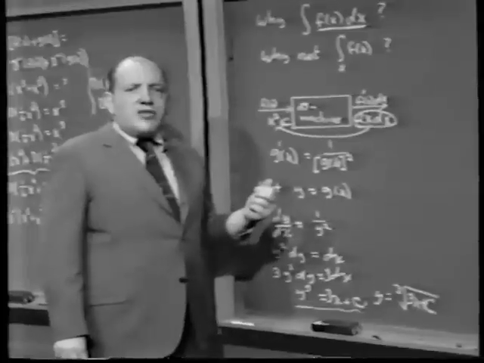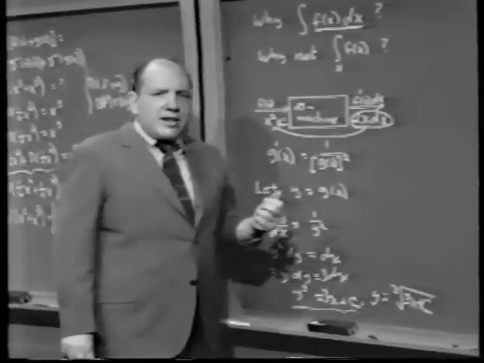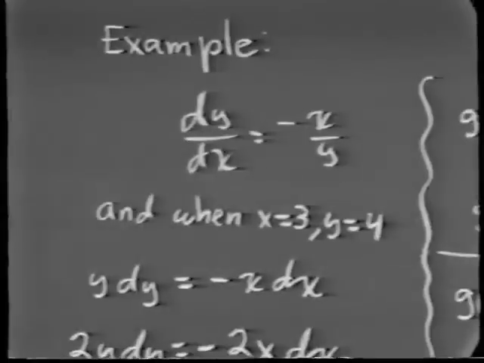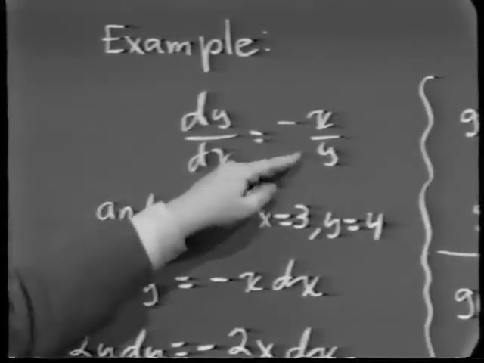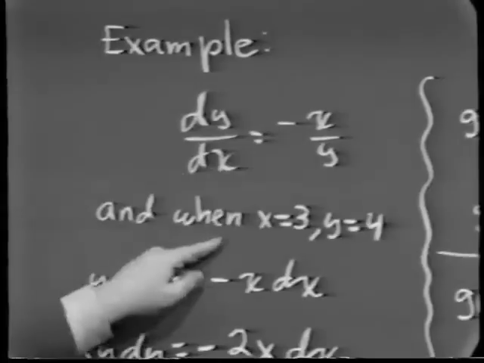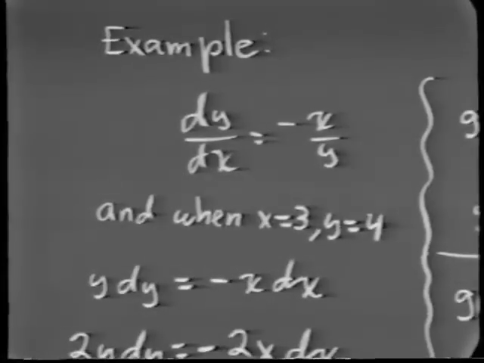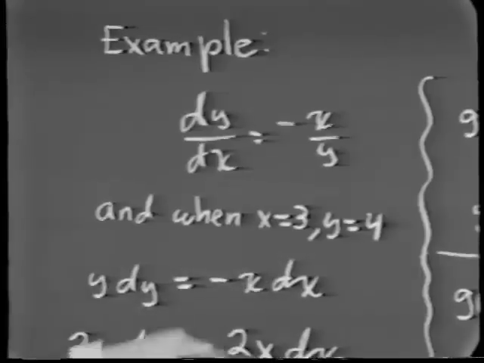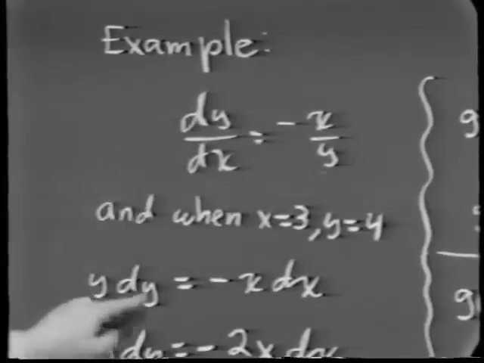And so just to illustrate this in terms of one more problem, let's take one that's fairly geometric. Let's suppose we were given the following problem. dy dx is minus x over y, and we know that when x equals 3, y equals 4. Using the language of differentials, what we would do over here is we would cross-multiply.